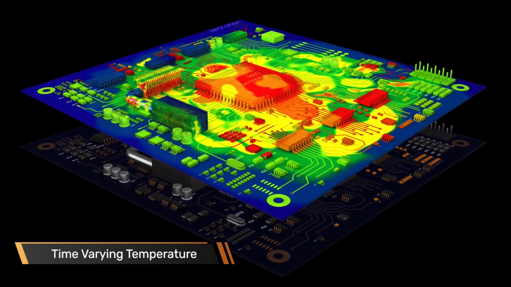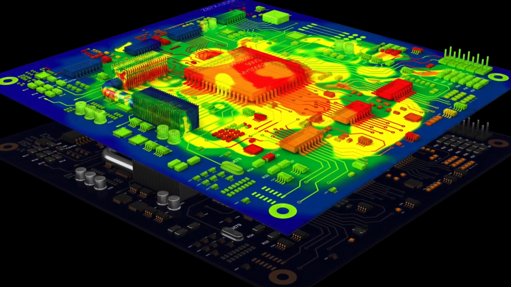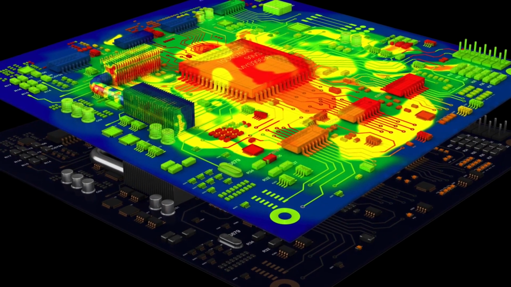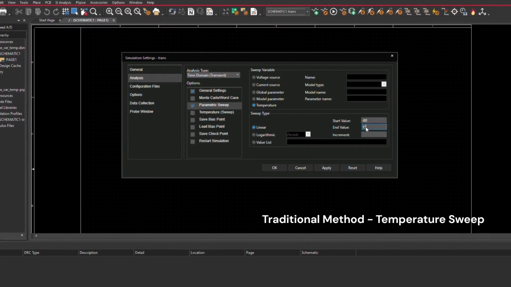Most of the electrical circuits have strong temperature dependence. Different components exhibit different rates of temperature rise and fall, and this can alter the behavior of the circuit. To simulate this effect, typically a sweep analysis is done for temperature.